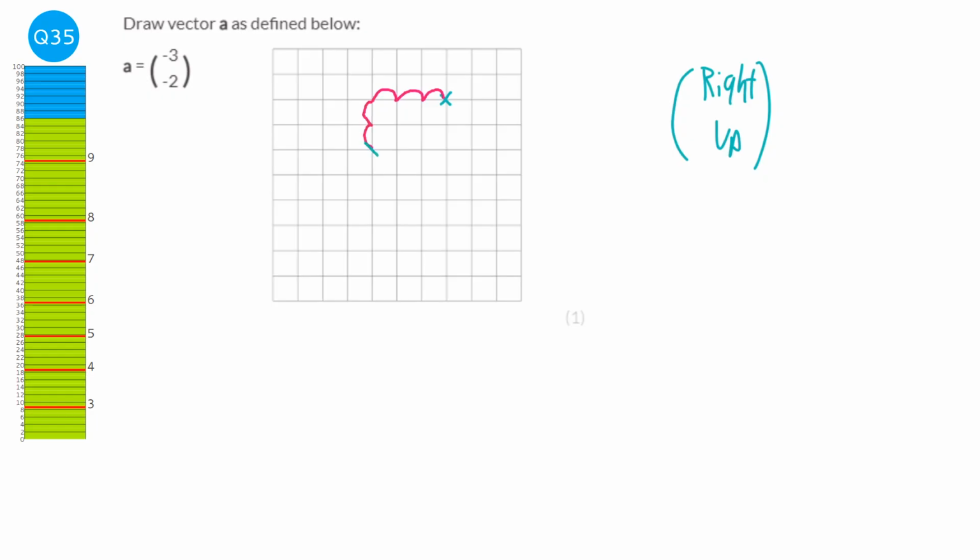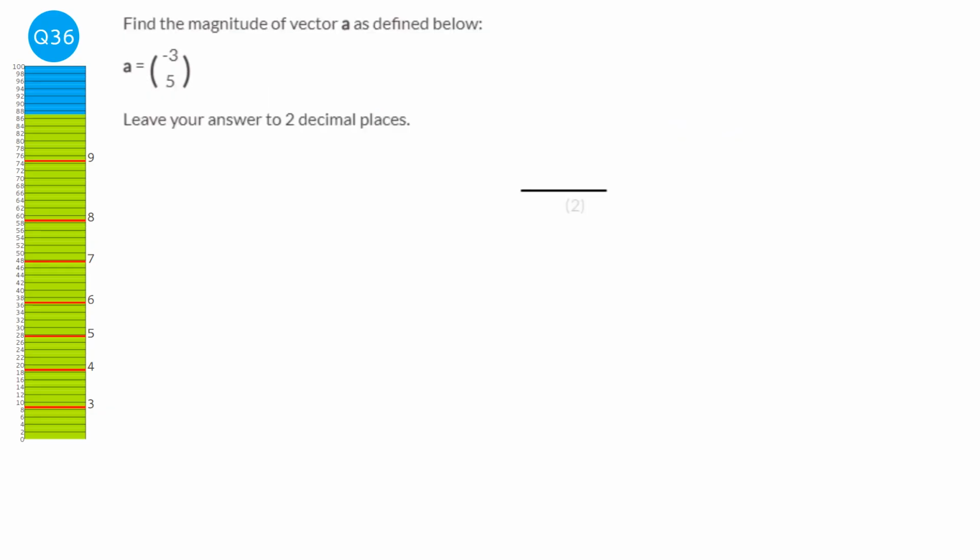Let's show that point there, and then all we need to do is join up these 2 points with a straight line. We need a direction, so we started at the top right one and went to the bottom left one, so the direction is going to be this. It says it's vector A, so we're just going to label it with an A.